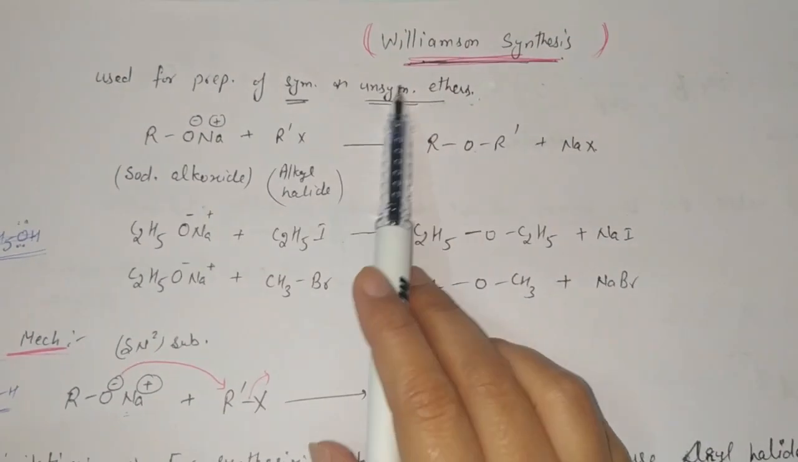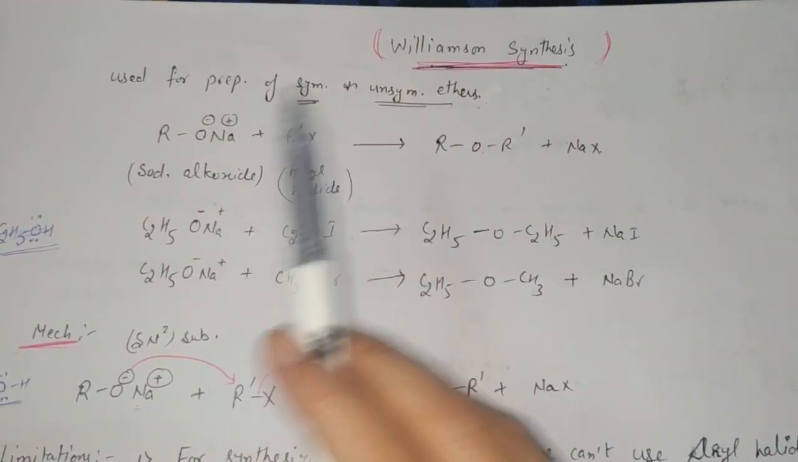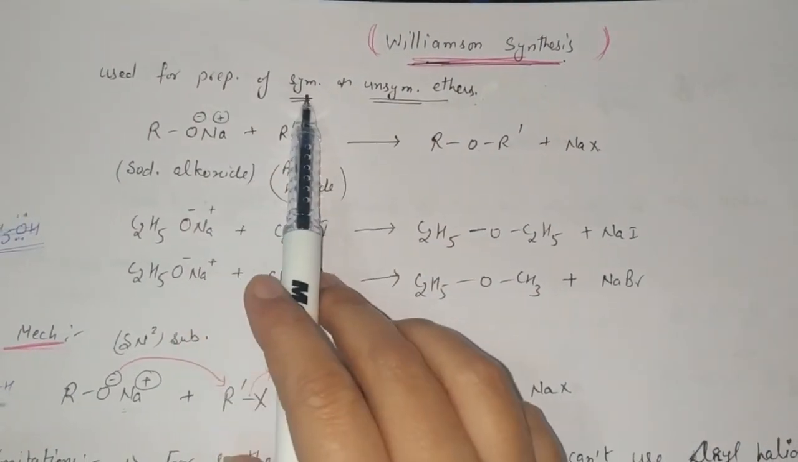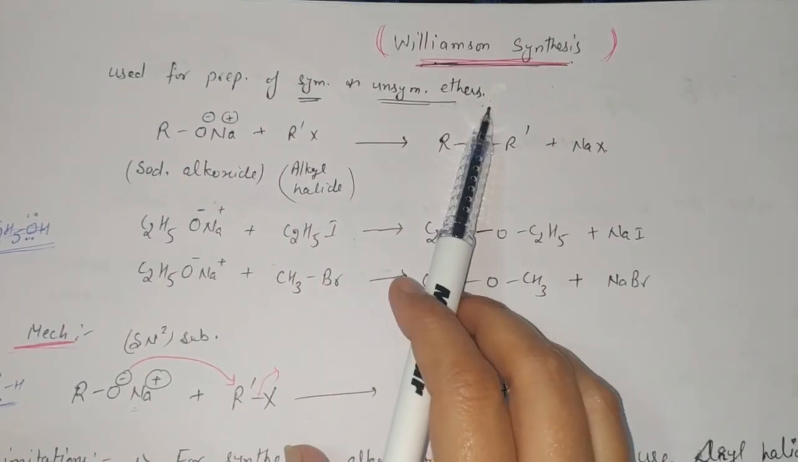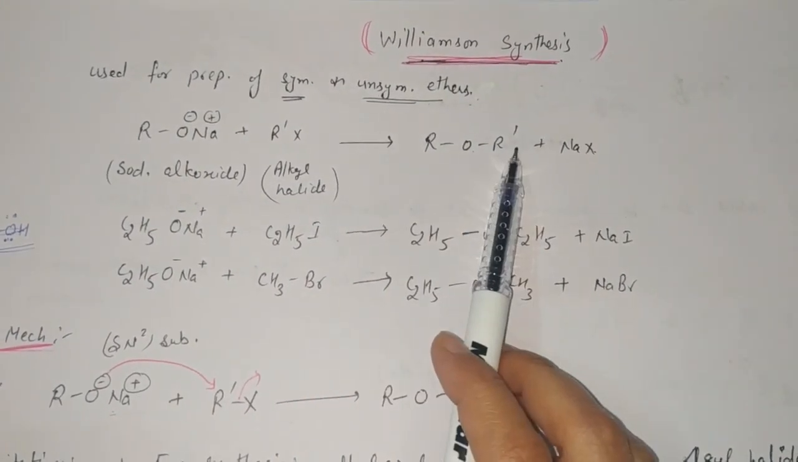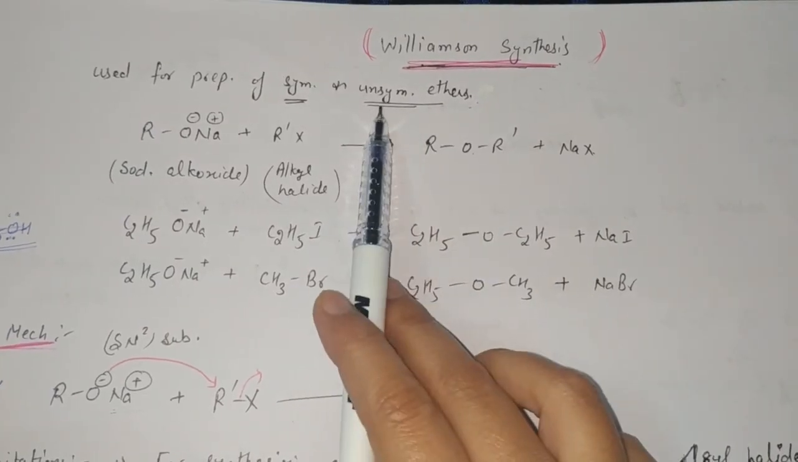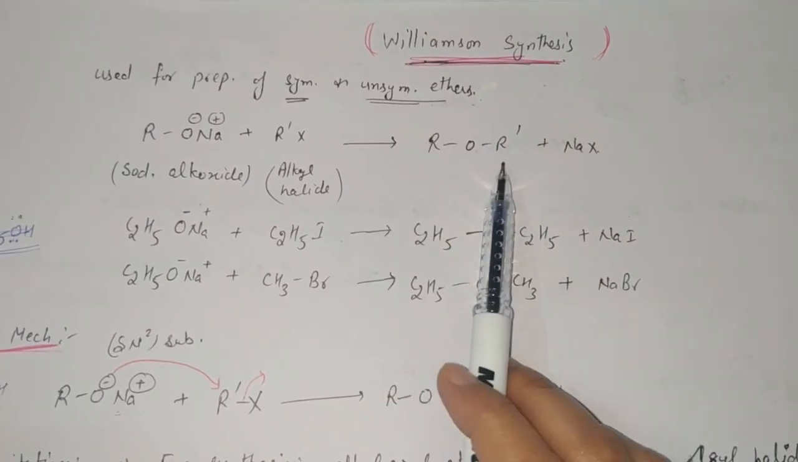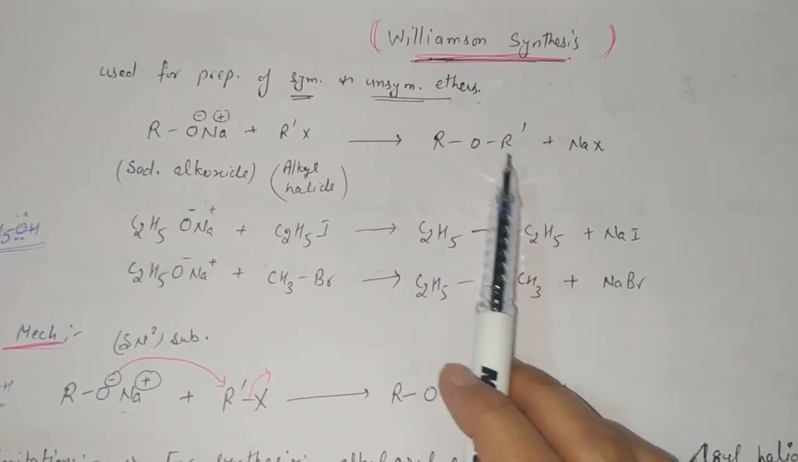Today we will discuss the Williamson synthesis. This synthesis is used for the preparation of symmetrical and unsymmetrical ethers. Symmetrical ethers are those where R and R dash, both the groups, are the same, while in unsymmetrical ethers the R and R dash groups are different.